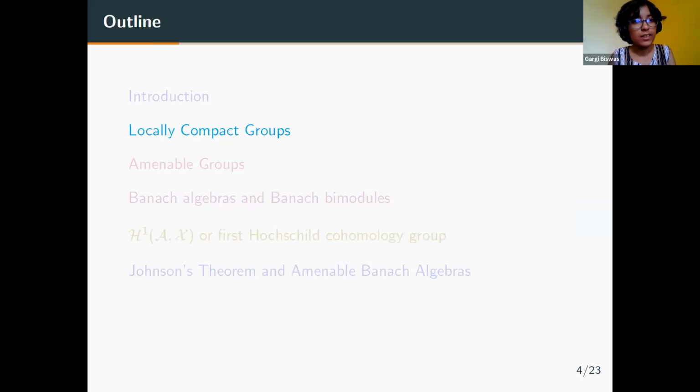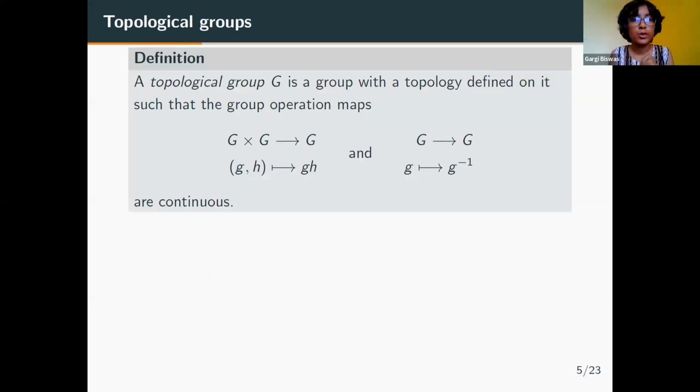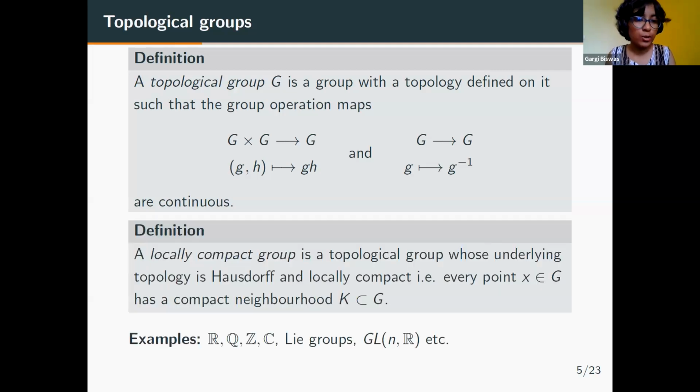So let's start. First, we have locally compact groups. A topological group G is a group with a topology defined on it such that the group operation maps, the multiplication map and the inverse map, are continuous. Continuous in the topological sense that the inverse image of all open sets are open. And a locally compact topological group is a topological group whose underlying topology is Hausdorff and locally compact. That is, every point in G has a compact neighborhood K in G.